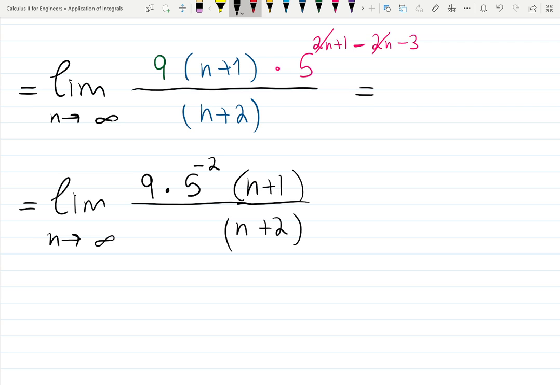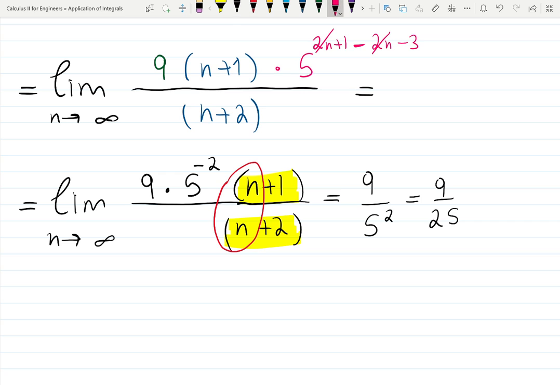Finally, the limit will only now show up from this piece, n plus 1 over n plus 2. And we know how to do it. Both n and n have the same exponent, so the answer will be the ratio of the leading coefficients at infinity. And that is 9 over 5 squared. 9 over 5 squared is 9 over 25. And that is actually not important that it's 9 over 25. It's going to be the same answer if it's 9 over 17 or 0.5 and so on.